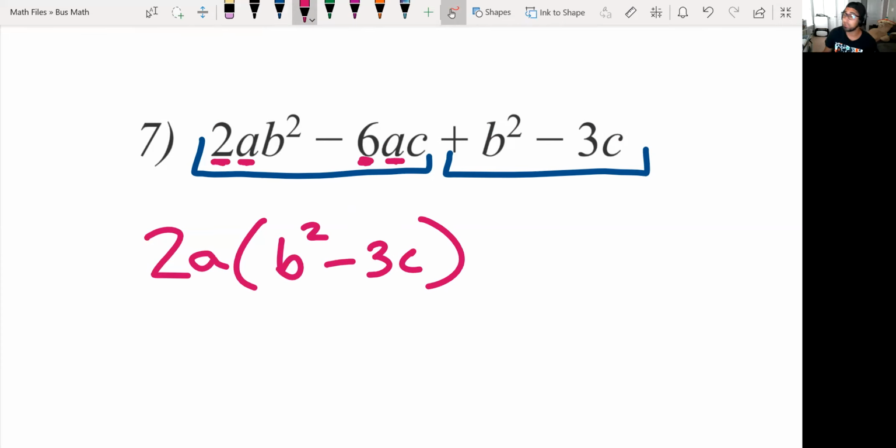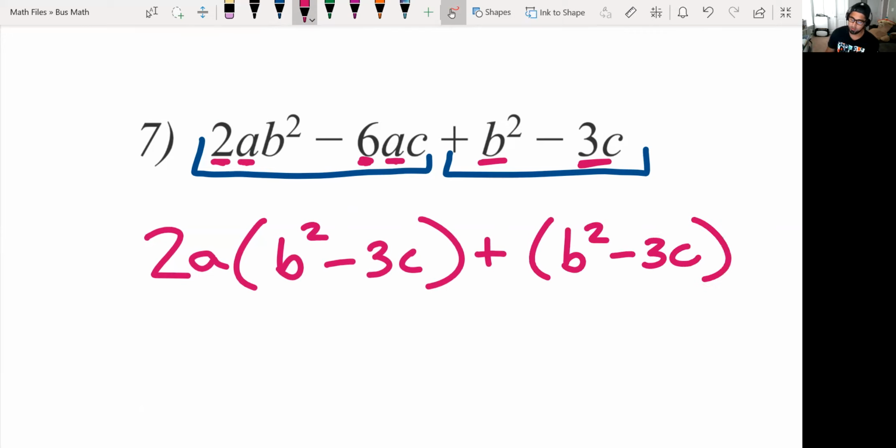And then look at the next group. You have a B squared and a 3C. Nothing happening there. So remember, if we can't factor it out, we bring it down with the sign plus and put it in its own set of parentheses. Hey, and this is like the last two. Does this one look like that one? Yep. Greatest common factor of b squared minus 3c, so factor it out.